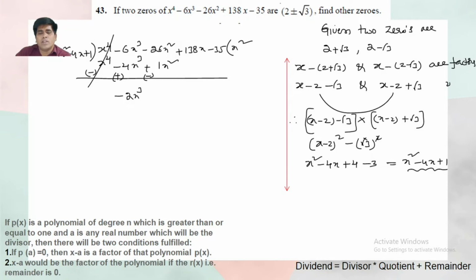Minus 1 minus 26, minus 27x square. And the remaining two terms I am copying here. That is 138x minus 35.